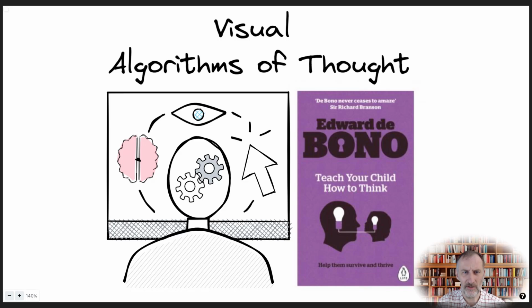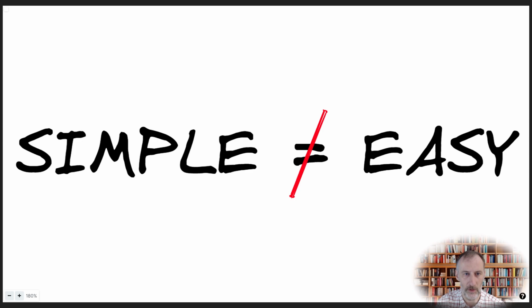I admire Mr. Edward De Bono's work on lateral thinking and creativity. Recently, I've started to experiment with the visual implementation of some of De Bono's thinking tools. In today's video, I will explore some of the most fundamental algorithms of thought covered in his book, Teach Your Child How to Think. Warning, these algorithms may look simple.